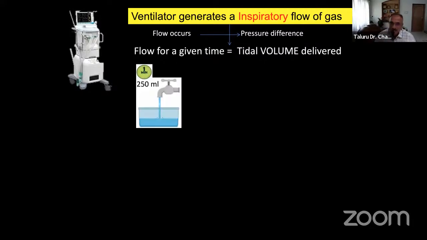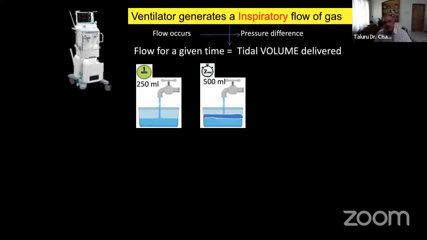You see here, there is a bucket, and for 1 minute, say the flow is constant. I have fixed the flow, it is 250 ml. If I give it for 2 minutes, what happens? How much water will I get, more or less? The flow is the same. If I wait there for 1 minute, 250 ml will fill. If I wait for 1 more minute, will it be 250 ml or more? Obviously, it will be more, isn't it? So flow for a given time is the volume delivered.